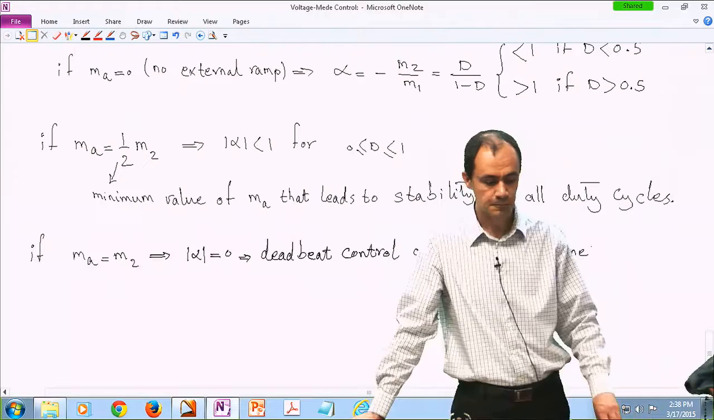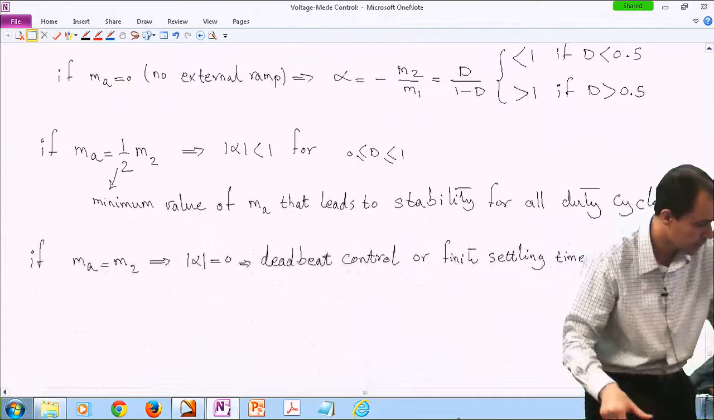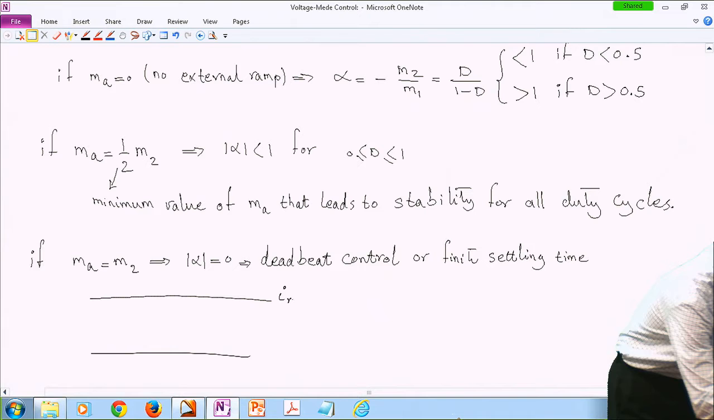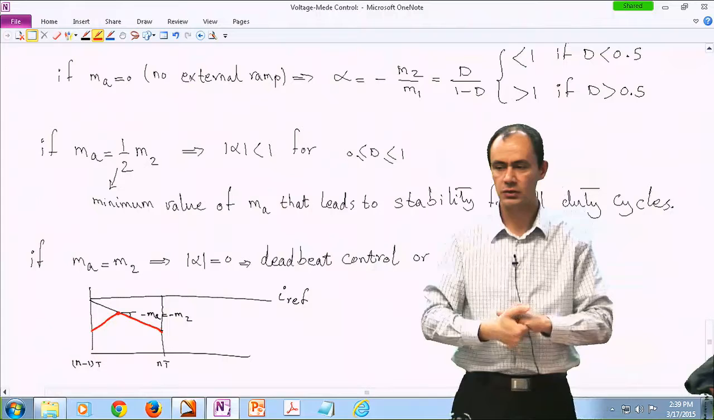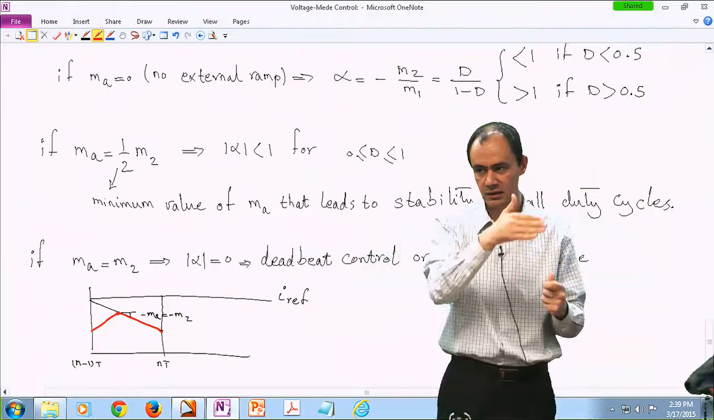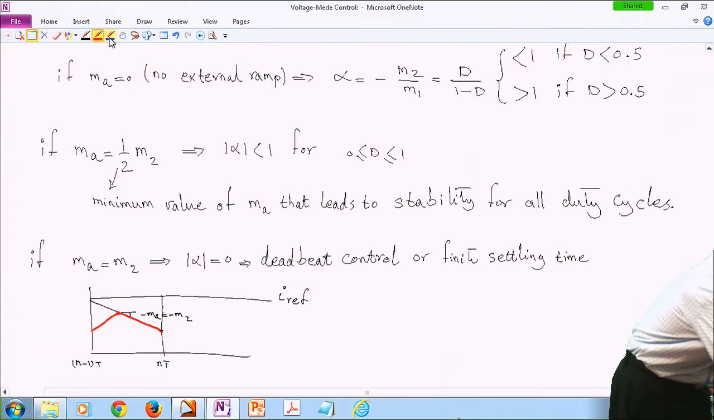The fastest dynamic response is because, okay, let me draw it over here. Now MA is the same as M2. Let's consider one period. Under steady state conditions, this is my inductor current. It ramps up, it hits the auxiliary ramp, the switch turns off, and I come back down, and because M2 and MA are the same, I exactly come back down in parallel, overlapping M2. Now, if I have some initial disturbance, again, I come back down here. So no matter what the value of my initial disturbance is, let me pick another color.